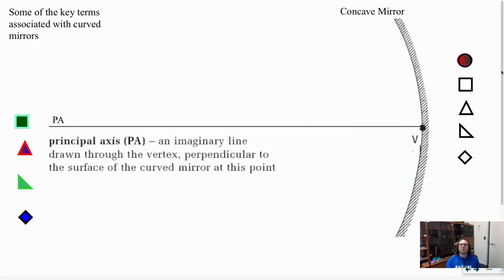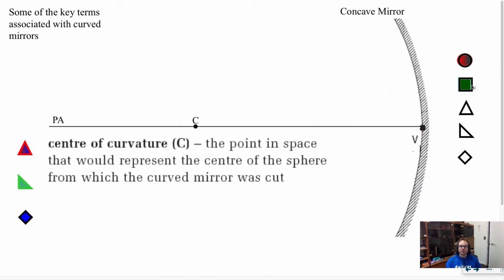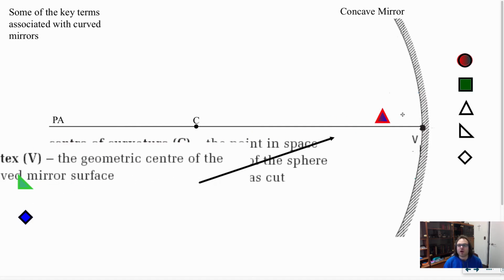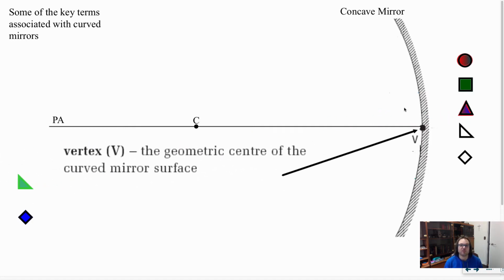Next, I have my center. My center doesn't mean it's the center between the principal axis and the vertex. No, the center means it is in the center of this cave. So if this curved concave mirror here made a complete circle, this would be the center of that circle. Okay? Which, in other words, you might say is the radius of this circle, if the mirror made a complete circle.